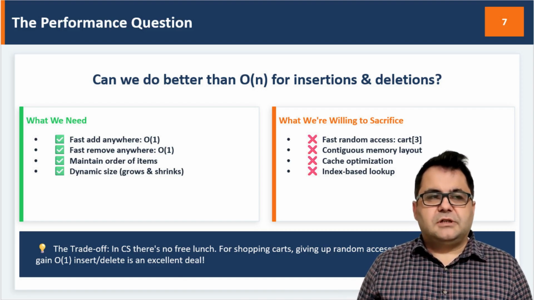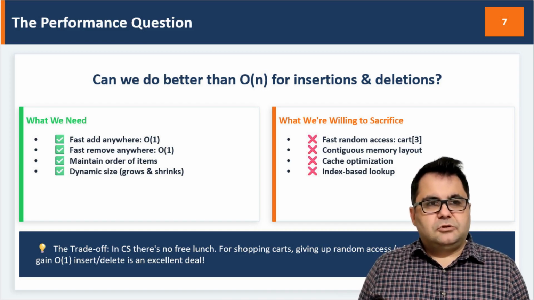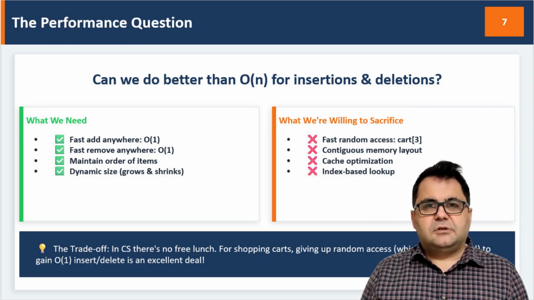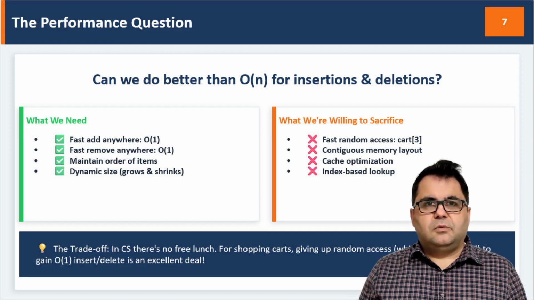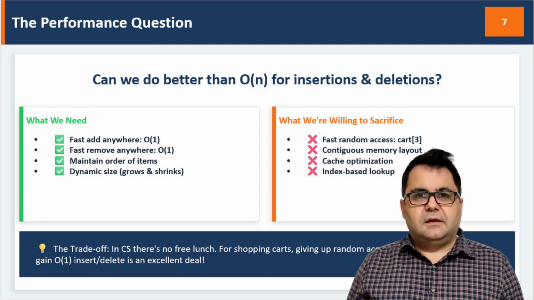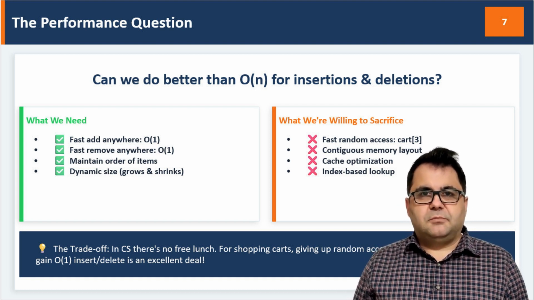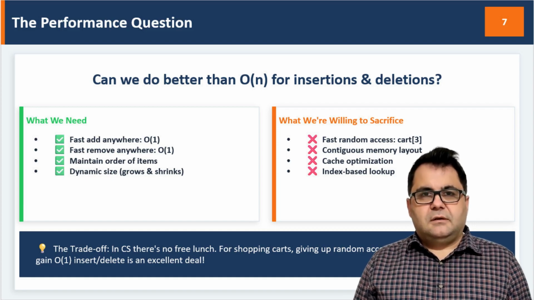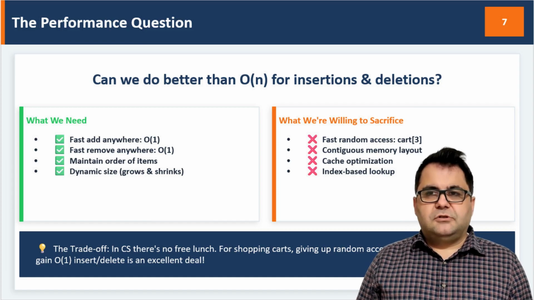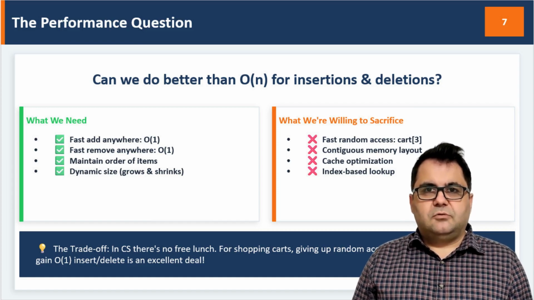Now, what are we willing to sacrifice to get this? First, we'll give up fast random access. Saying cart[3] to get the third item won't work anymore, or will be slow. Second, we'll give up contiguous memory. Our items won't sit in neat adjacent blocks. Third, we'll give up cache optimization. The CPU won't be able to load chunks efficiently. Is this trade-off worth it?